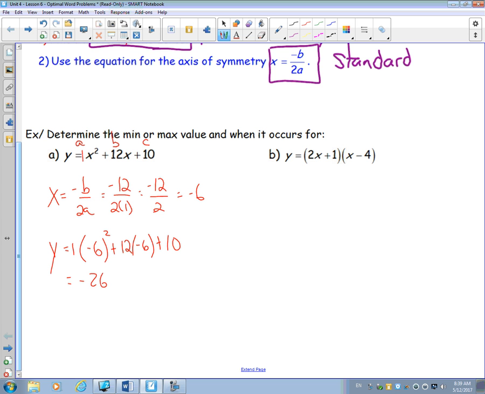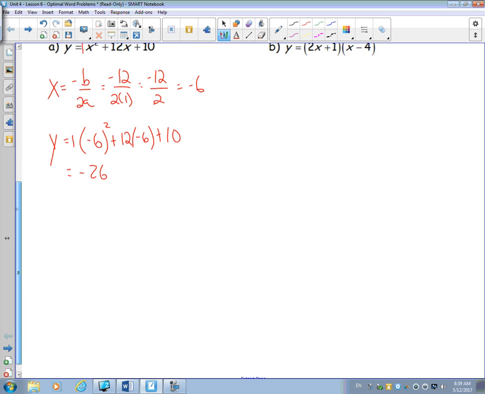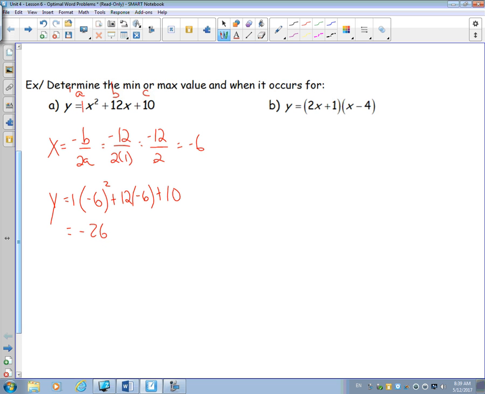The question said determine the min or max value when it occurs. So we have to answer this now. I got the numbers, what do they mean? So the first part is, is it a min or a max? And I can tell that based on my a value. A is positive, that means it opens up. If things open up, they have to look like this. If they look like this, they have to have a min. So what it therefore is, it's a min of negative 26, and we got that when x was negative 6. And that's a standard form one.